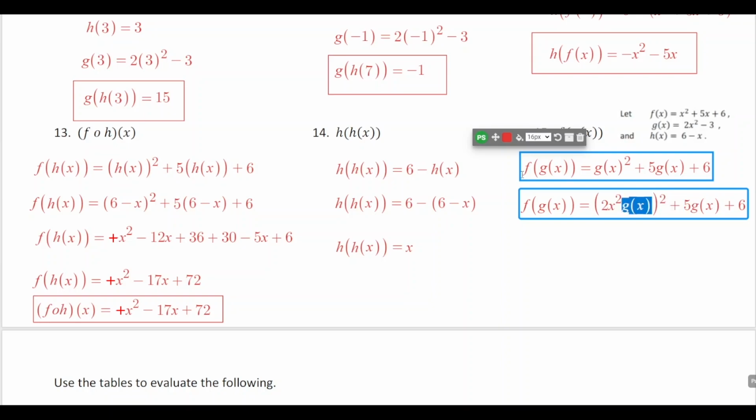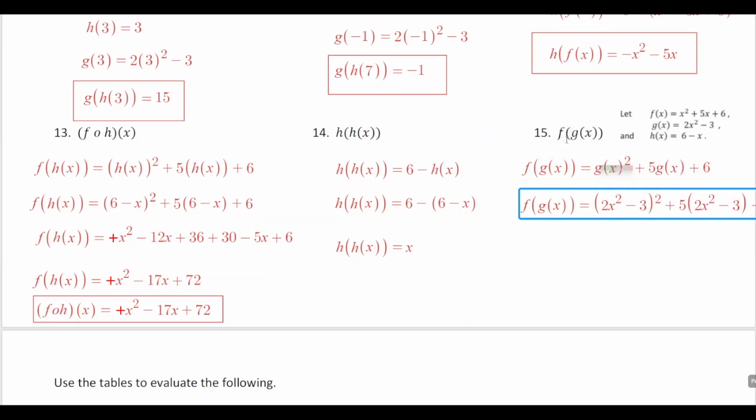Did we find this before? I feel like maybe we did. 5 times 2x squared minus 3 plus 6. There we go. Okay, so now we just need to simplify it.